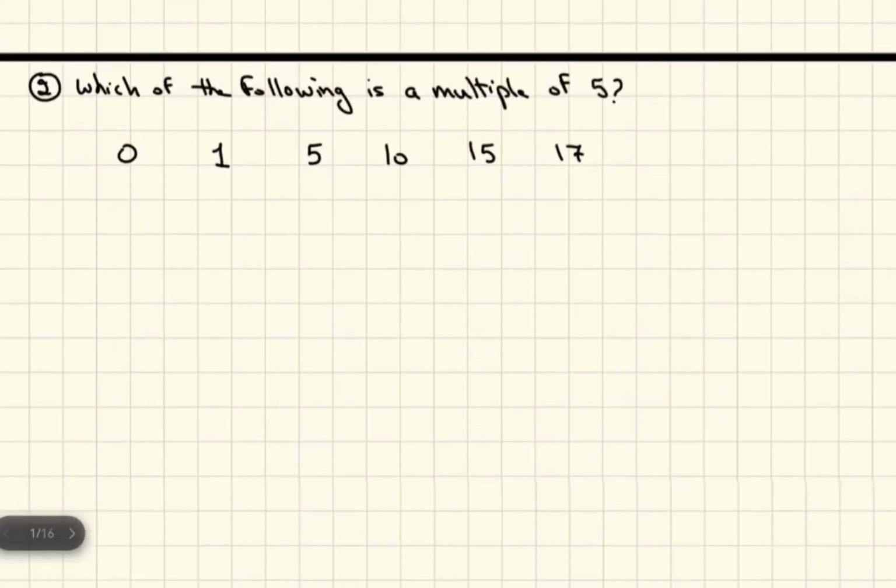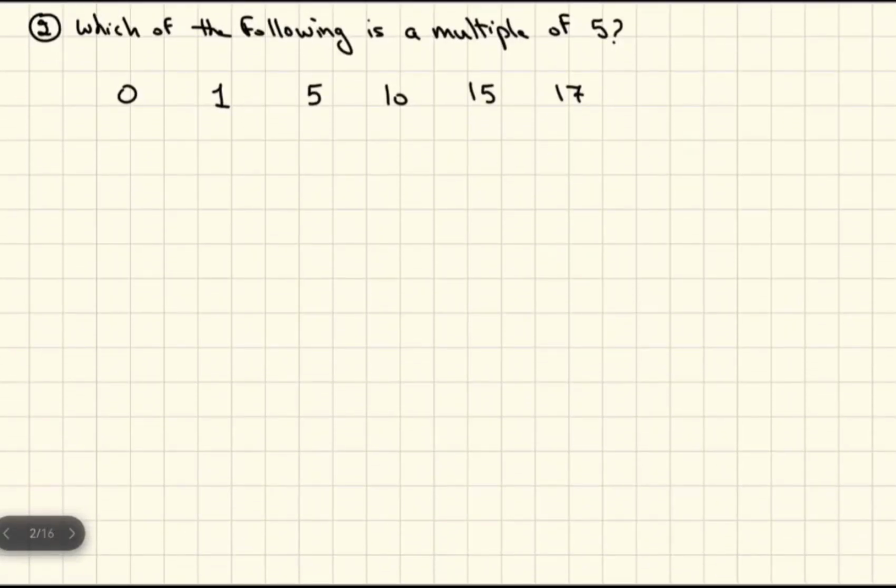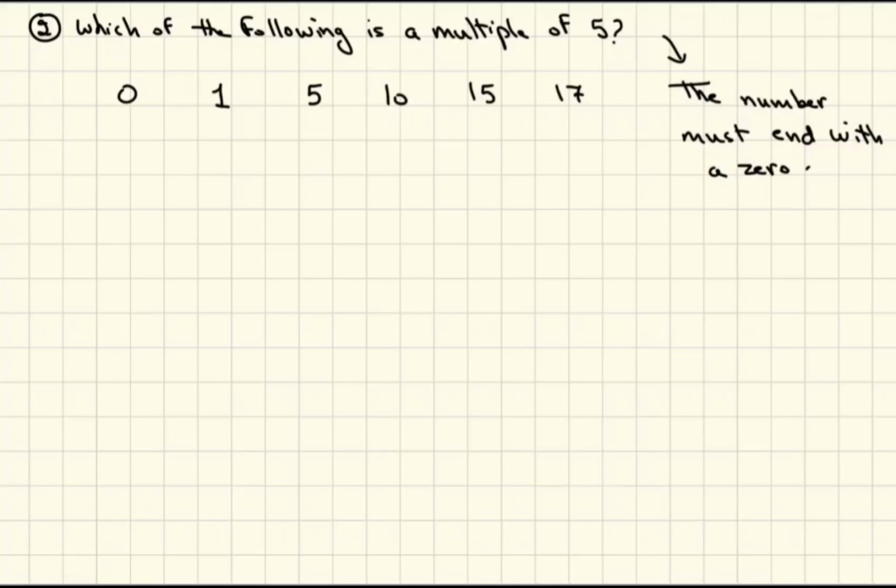Now, let's check number 2. Which of the following is a multiple of 5? Whenever I say multiple of 5, it means the number must end with a 0 or 5. Now, what about 0? Yes, it is a multiple of 5, and actually 0 is a multiple of any number. Why is that? Because 0 times 5 will give us 0, so 0 is a multiple of 5.